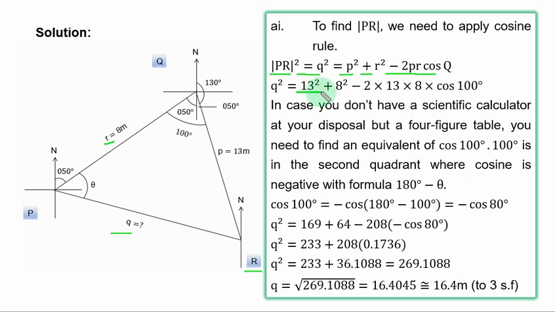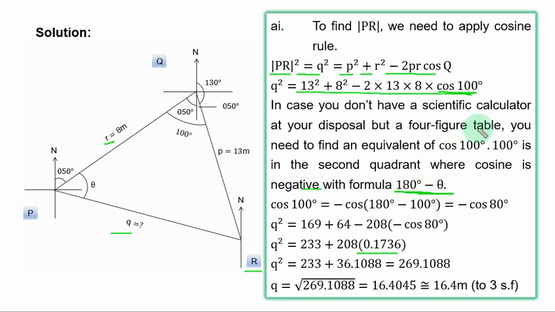Next, you replace the known sides and angle with what they stand for. You can use your calculator to check cos 100 degrees directly, and you are going to have this value, which is going to be in negative form. But assuming you don't have a scientific calculator, you have only the 4-figure table, and you must do this. In the 4-figure table, 100 degrees is not there, so you have to look for the equivalent of this value. 100 degrees is in the second quadrant where cosine is negative.